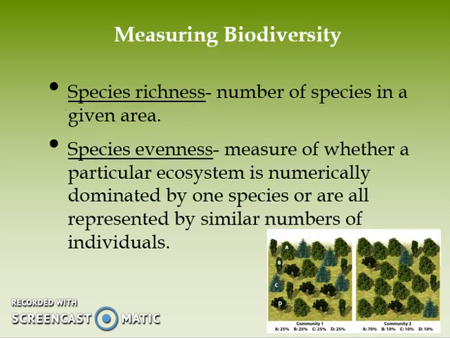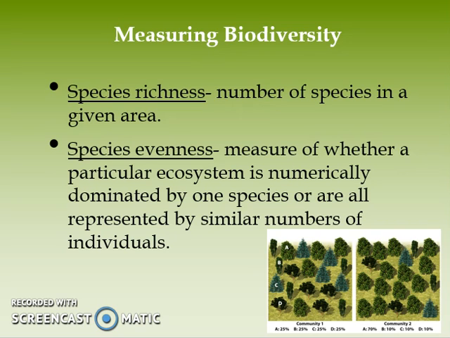Okay, so when we measure biodiversity, we measure species richness, which is the number of species in a given area, and also species evenness, how evenly they are distributed. Species richness is just the number. If you look at the picture at the bottom, they both have 4 species. So richness-wise, they're the same. They both have 4 species.